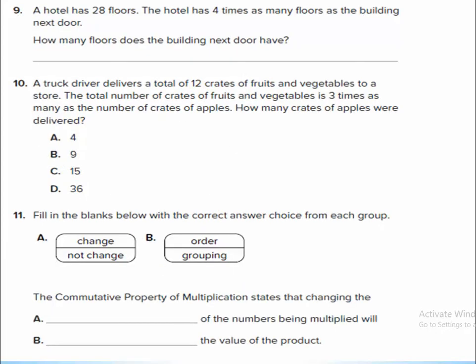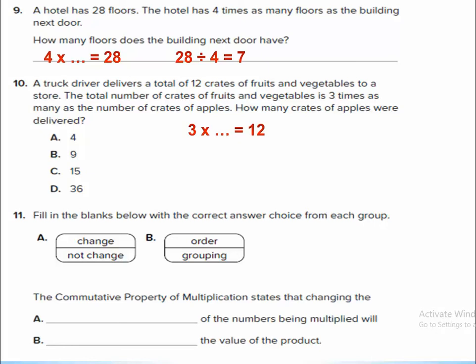A hotel has 28 floors. The hotel has four times as many floors as the building next door. Okay, so let's see the equation. It will be 4 times number equals 28, because we don't know the floors in the next door building. So it will be 28 divided by 4 equals 7.